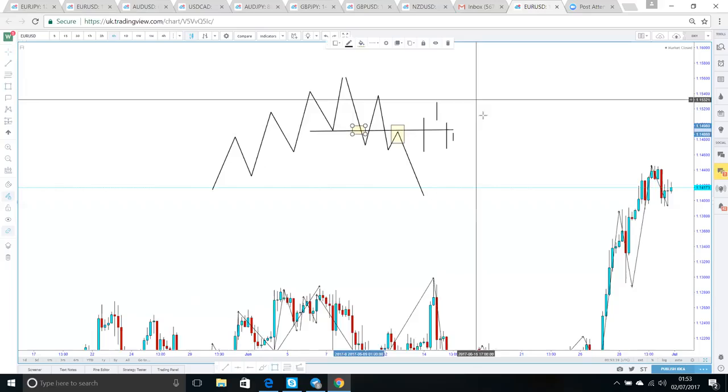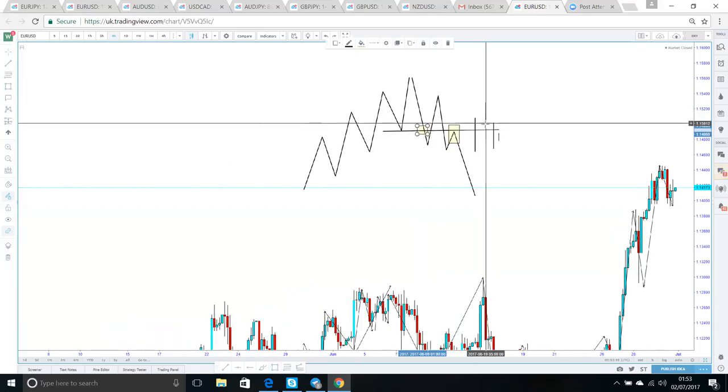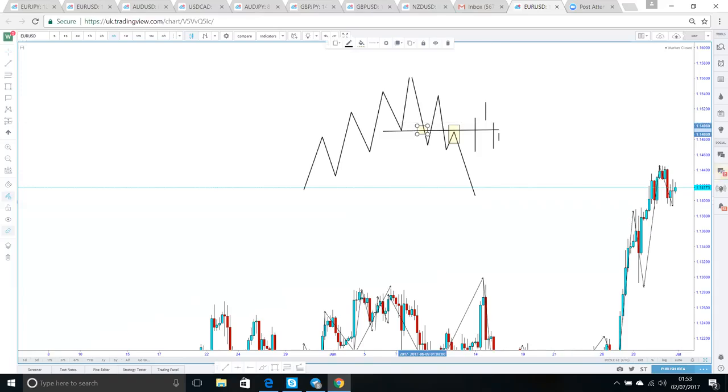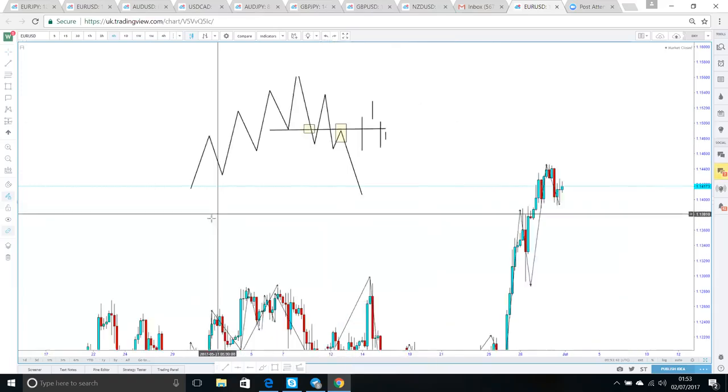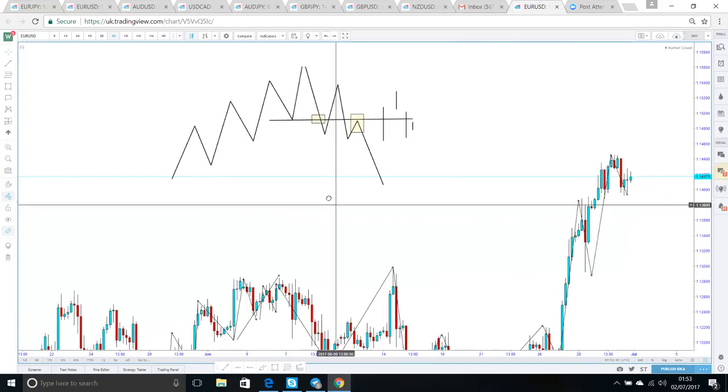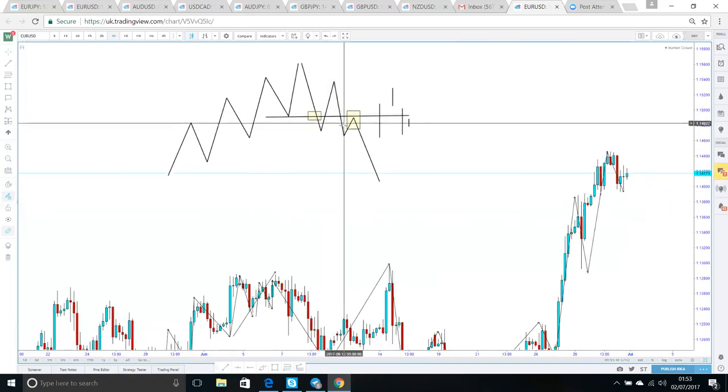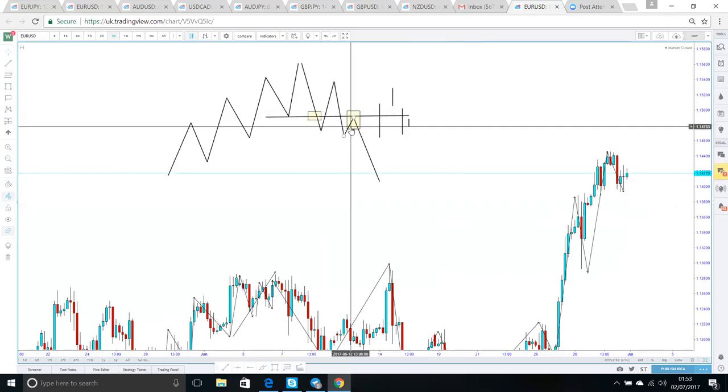But breach doesn't mean it gives you an entry. It doesn't mean you wait for an entry. You wait for an entry on the retest, and retest is when the price returns to the level it has breached. Break and retest, normal concepts.